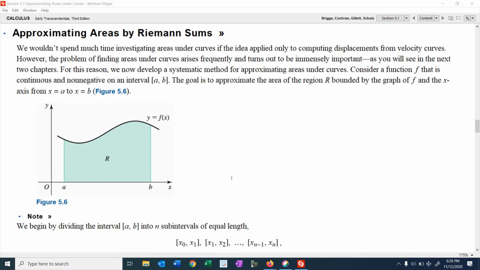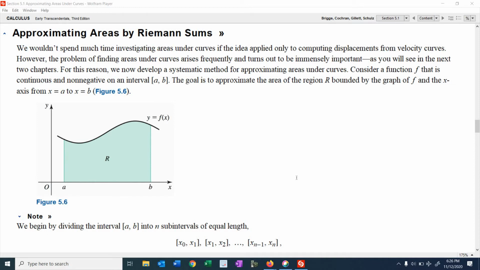Hello again. In this video, we're going to talk about how we approximate areas under curves using Riemann sums. So let's suppose we have a function that's continuous on some closed interval from a to b. And let's suppose we want to estimate or approximate the area that's trapped underneath this curve above the x-axis, starting at a and ending at b.